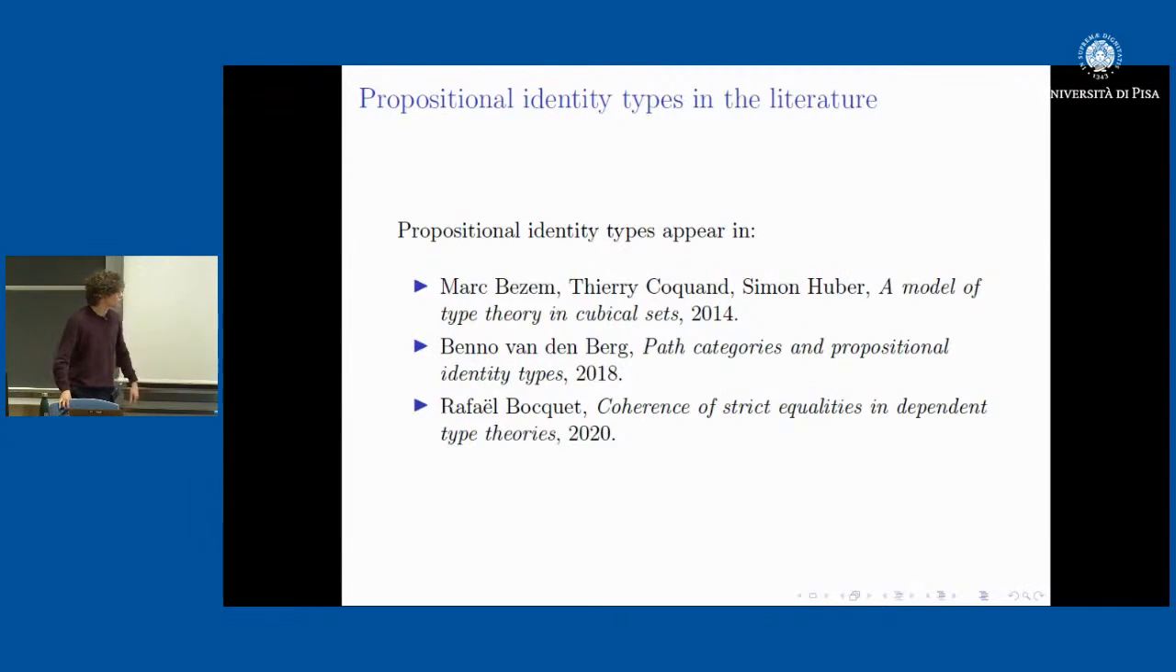Then there's this very important work by Benno van den Berg, in which he produces a notion of semantics for propositional identity types, which is based on the notion of path category. And more recently, Raphael Bocquet was interested in comparing type theories having weak equalities, so propositional equalities, to the corresponding type theories having strict equalities. So this was just a survey on where propositional ID types appear in the literature.